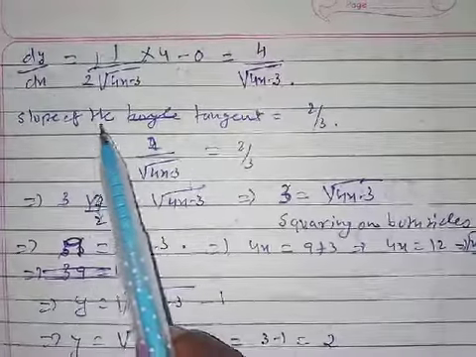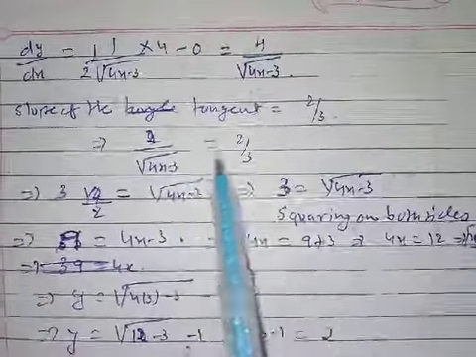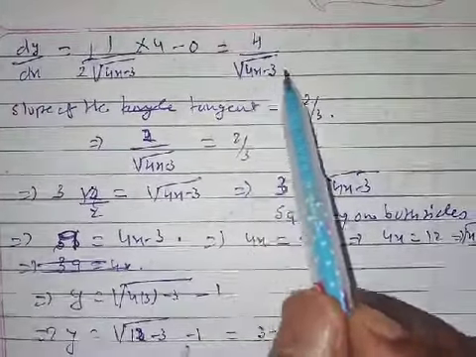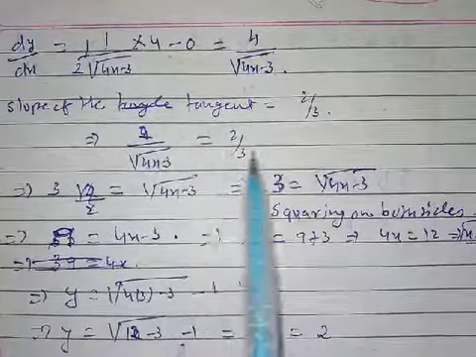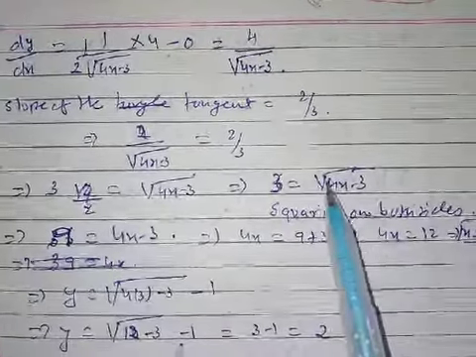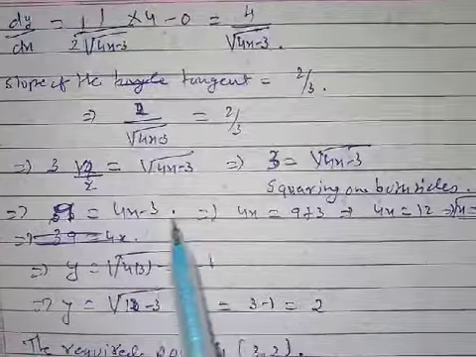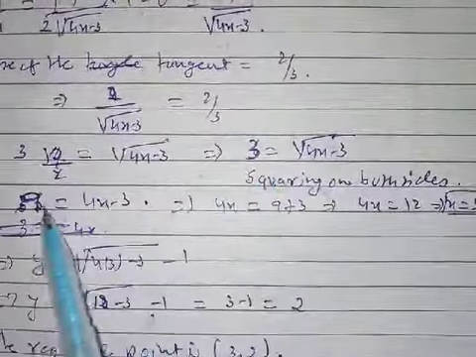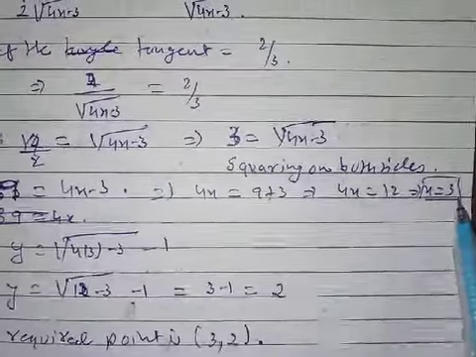It is given that the slope of the tangent is 2 by 3. This is also the slope of the tangent. Equate these two, because both are the slope of the tangent. Taking the derivative will also get the slope of the tangent, and it is also given as the slope of the tangent. Equate these two and solve it. Since the root is there, squaring on both sides, we'll get 9 equals 4x minus 3. So 4x minus 3 is equal to 9, 3 will move to that side, 9 plus 3 is 12. So 4x is equal to 12, x is equal to 3.